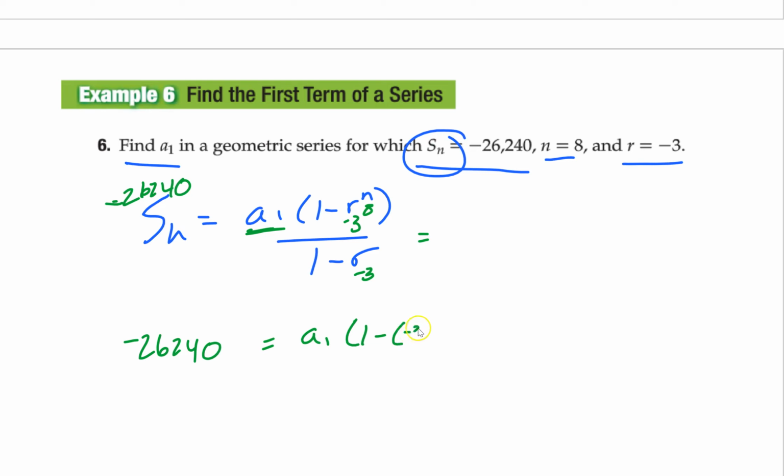So I have this negative 26,240 equals A1 times 1 minus negative 3 to the 8, over 1 minus negative 3. We gotta watch out there. So what I mean by that, here this is 4, right? 2 negatives make a positive, I get 4. Here they don't. This goes first. You gotta figure out what negative 3 to the 8th is.